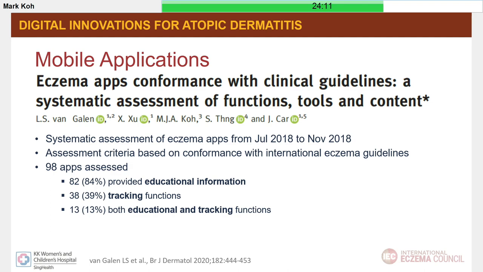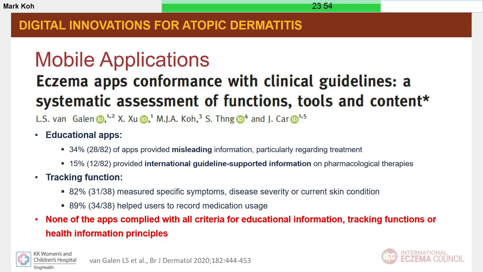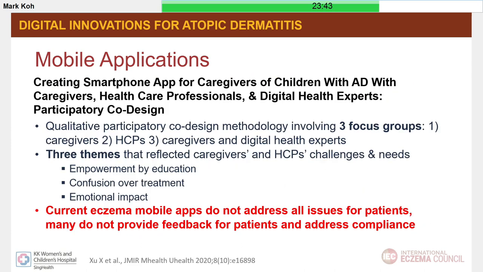We did a few studies looking at mobile applications. This was on eczema apps' conformance with clinical guidelines. We reviewed 98 apps and found that 84% of them provided educational information, 39% provided tracking functions, but only 13% had both educational and tracking functions. And we found that none of the apps complied with all criteria for educational information, tracking functions, or health information principles. So I think the perfect app for eczema is really not out there yet. If anyone has a better app, please come and tell me. I would sure love to use it.